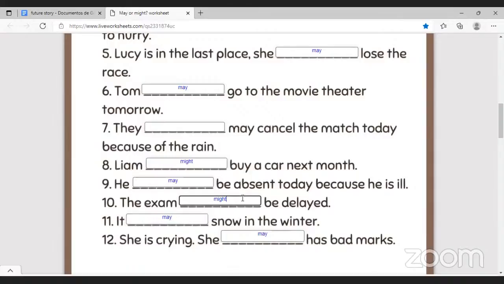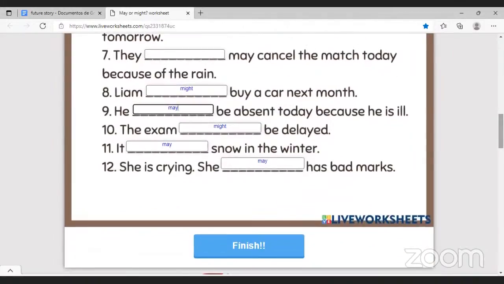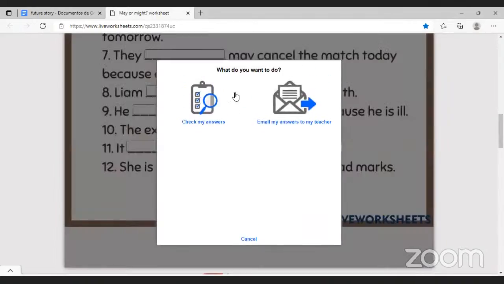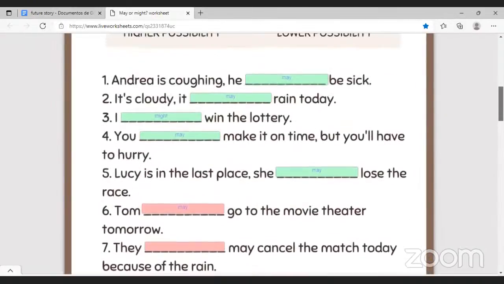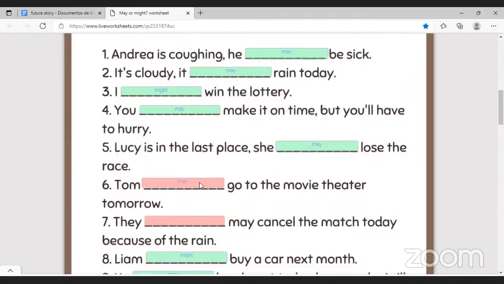So if I'm not wrong, I think you fixed the three that were incorrect. So you can send the answers and see how you did, guys. Okay, that's in this one. Oh, and why number 6? It's incorrect.